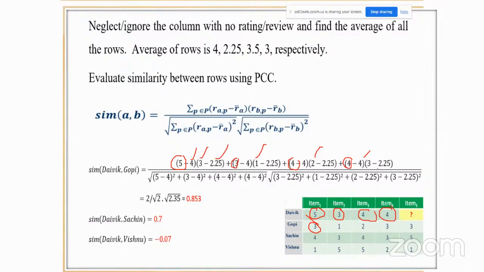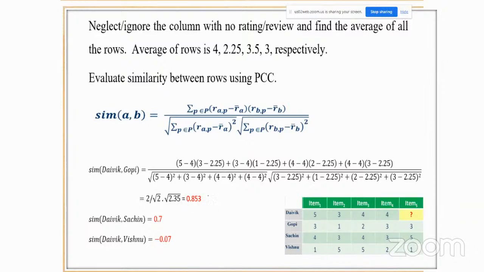In the formula also, I explained what is the meaning of RAP. Divided by, this is standard deviation of the one user, that is called Daivik, and this is standard deviation of Gopi. After simplification, the correlation coefficient between Daivik and Gopi, or we can call it as a similarity measure, is 0.85. That means 85% similarity is there between Daivik and Gopi.